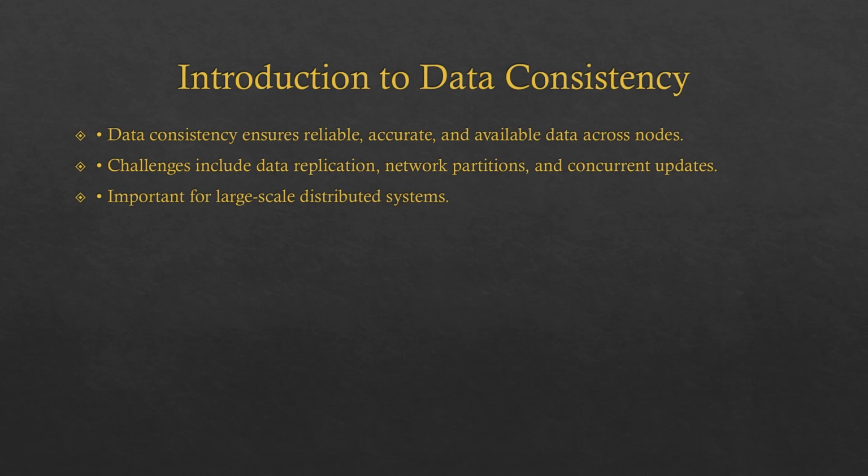Data consistency refers to ensuring that data in a distributed system remains accurate, reliable, and synchronized across all nodes. Achieving consistency is crucial but challenging due to issues like data replication, network partitioning, and concurrent updates. In large-scale systems, consistency becomes even more critical for maintaining reliable operations.